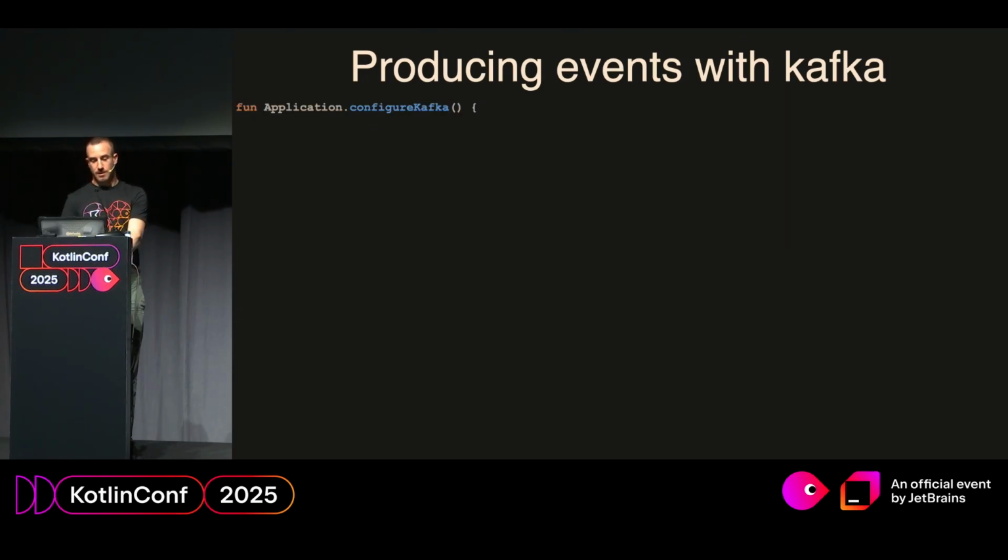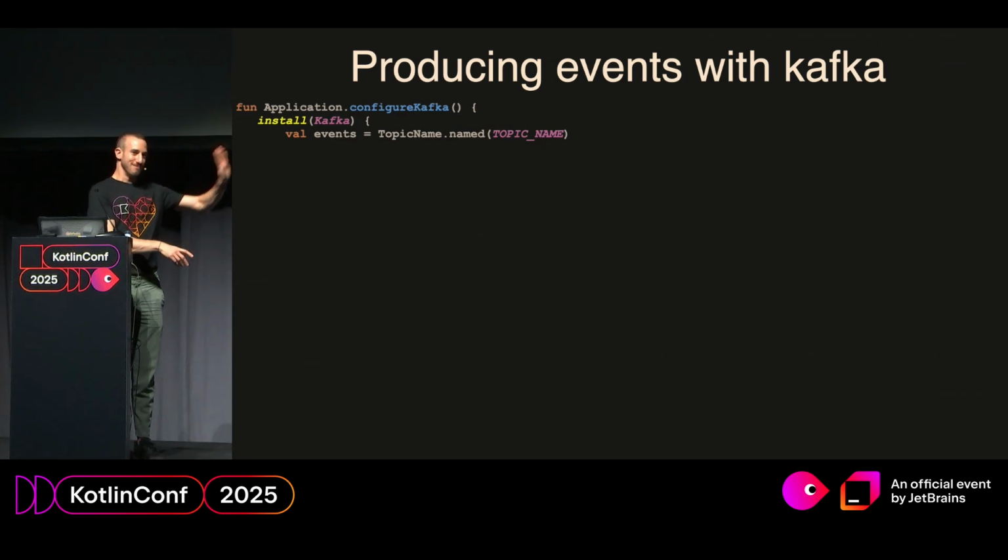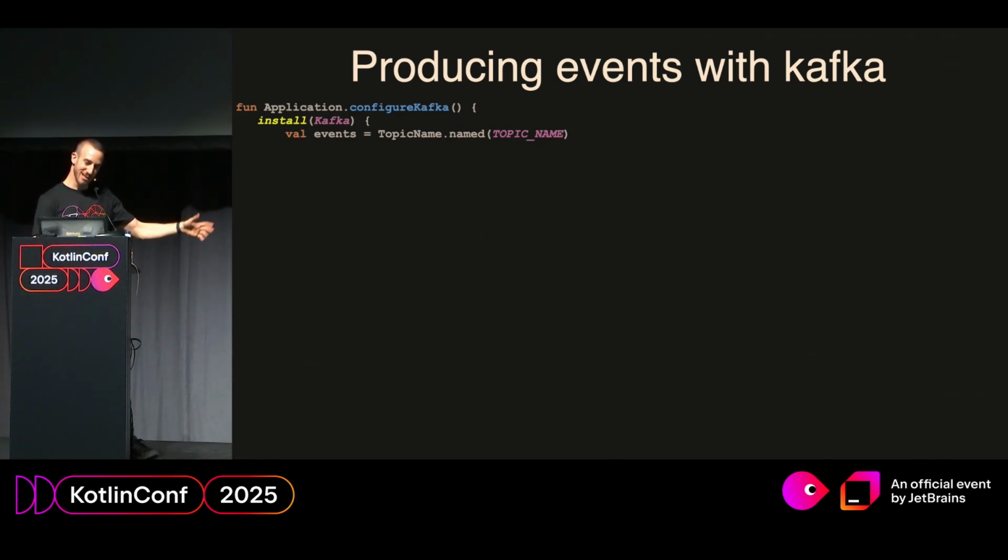So we create a function for configuring Kafka that installs the plugin. Now we're not creating the plugin because this plugin I've created and it's highly complex. But what is not very complex and is quite nice to look at, I think, is how we actually install, configure it, and use it.